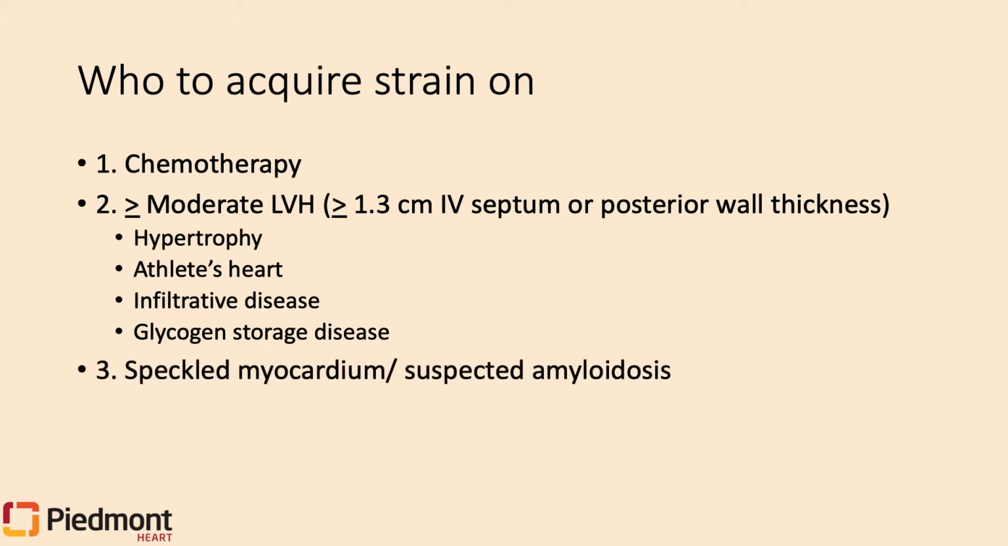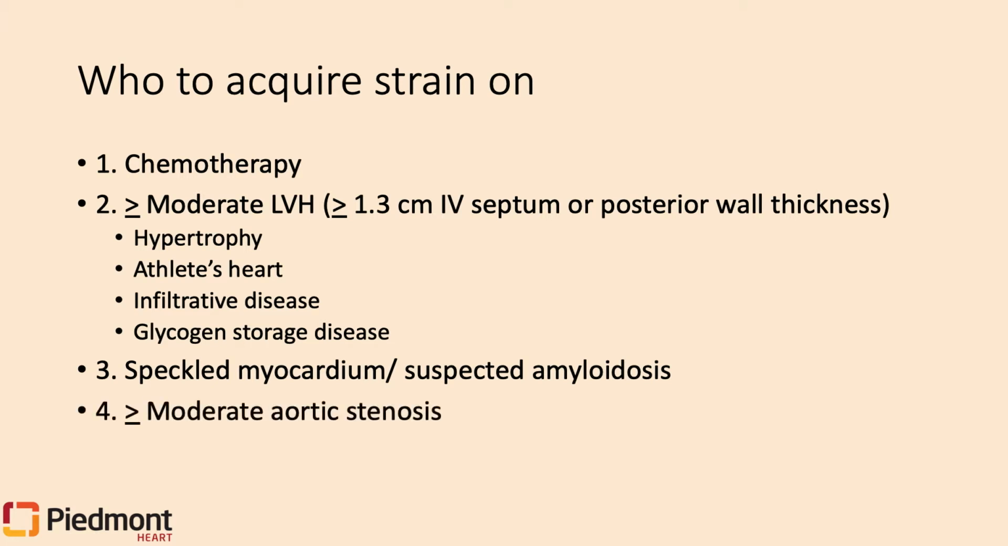Anyone who has a speckled myocardium that you're suspecting amyloidosis should get strain. So if you're performing an echo and you notice thick walls, speckled myocardium, biatrial enlargement, a small pericardial effusion, and you're starting to think, does this patient have cardiac amyloidosis? Go ahead and get strain, as it's just giving you more data that might lead you and the clinician towards a diagnosis that may otherwise not have been suspected.